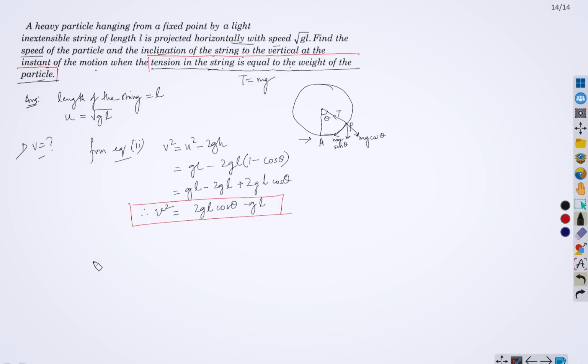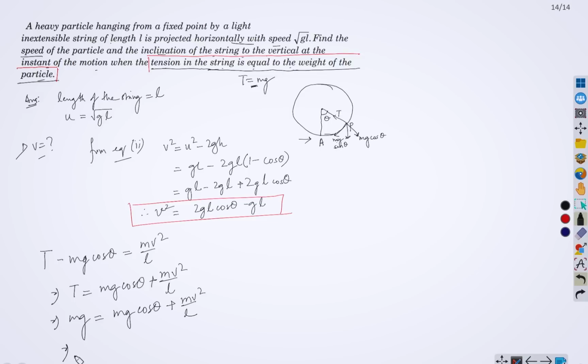For determining theta, we are going to apply equation 3, that is the tension equation. We have T minus mg cosine theta equals mv square by L, right? From here we obtain T equals mg cosine theta plus mv square by L. But we are interested in T equals mg, right? Therefore, substituting T equals mg, we simplify.